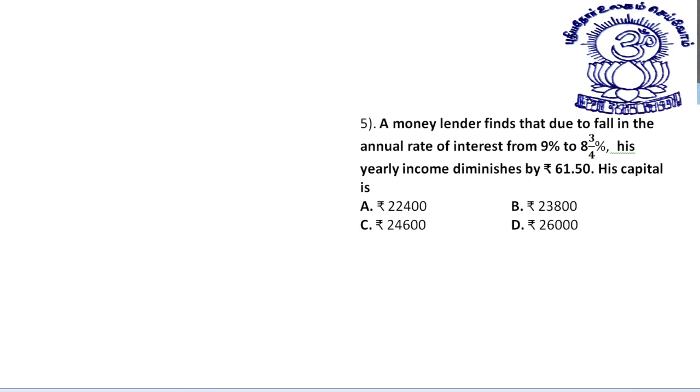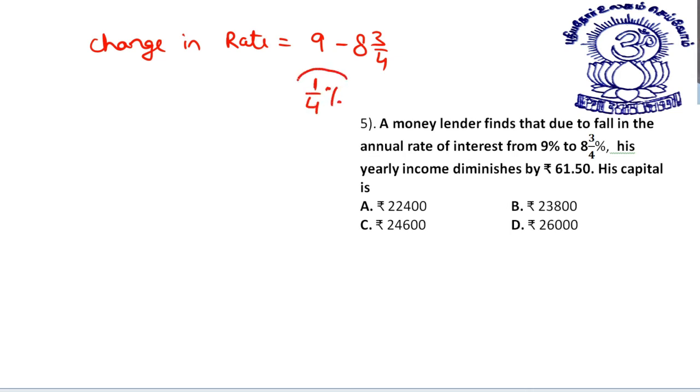The next question we have is: a money lender finds that due to a fall in the annual rate of interest from 9% to 8 3/4%, his yearly income diminishes by 61.50. His capital is? See, what is the change in rate of interest? Initially the rate was 9, now it becomes 8 3/4. So the change is 1/4%.